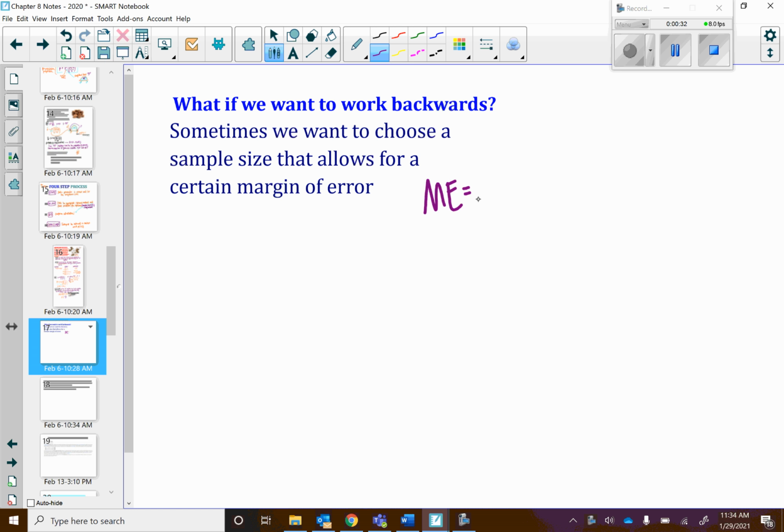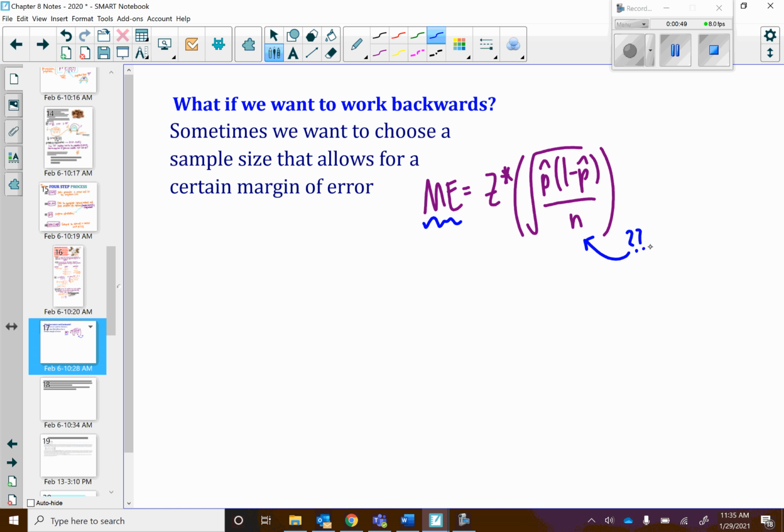So our margin of error, remember, is a critical value, z star, times the standard deviation of our statistic, or in this case, the standard error of our statistic. And the question here is, if I want a certain margin of error, what should my sample size be to make that true? And if we are doing this, we have not created a sample, which means we don't have a statistic yet. We don't have a p-hat.